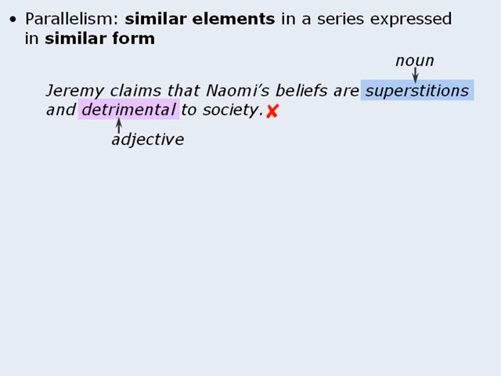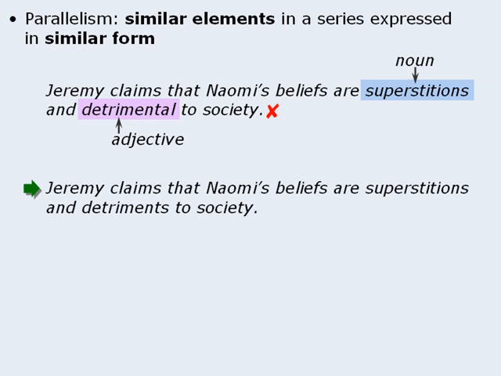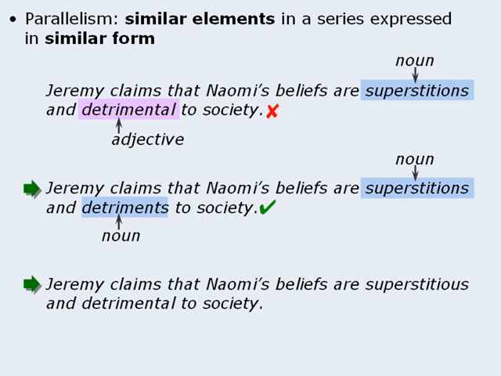To achieve parallel structure here, we must write both elements in the same form. One way to do this is to write, Jeremy claims that Naomi's beliefs are superstitions and detriments to society. In this sentence, both elements are expressed as nouns. Or we can write, Jeremy claims that Naomi's beliefs are superstitious and detrimental to society. Here, in both instances, the elements are expressed as adjectives.